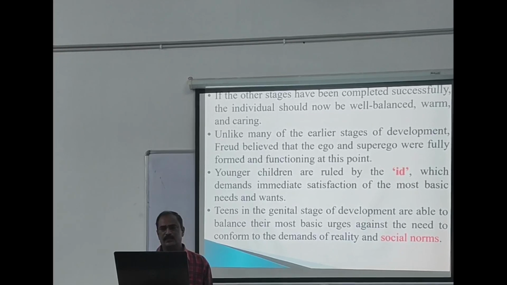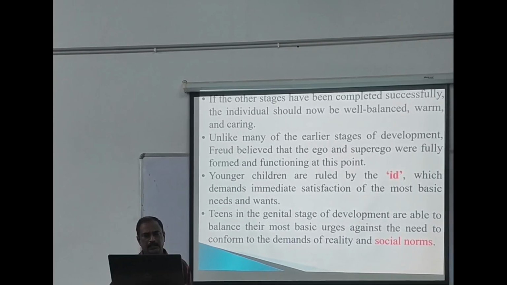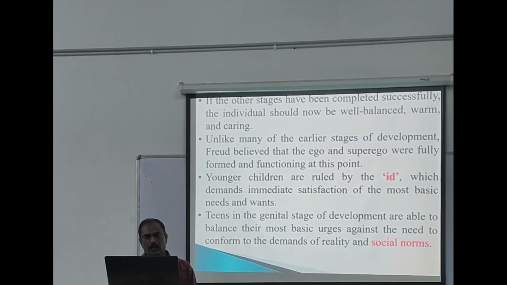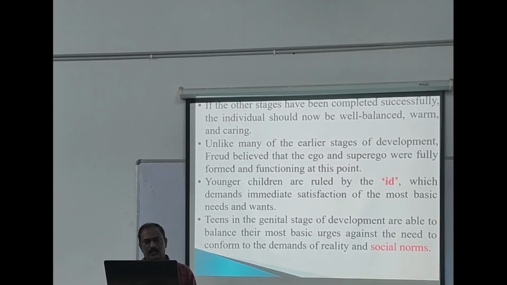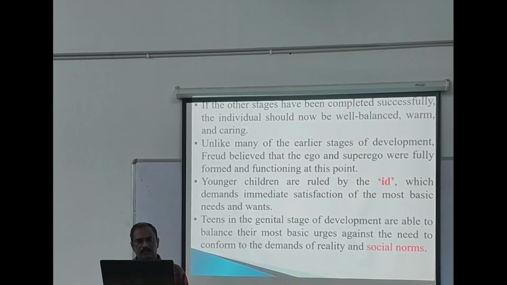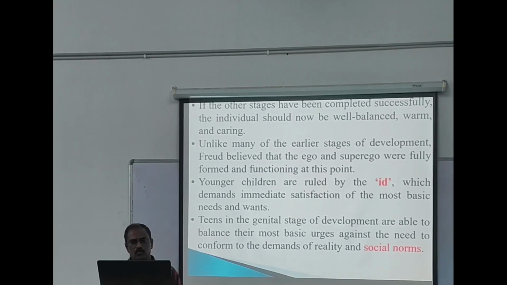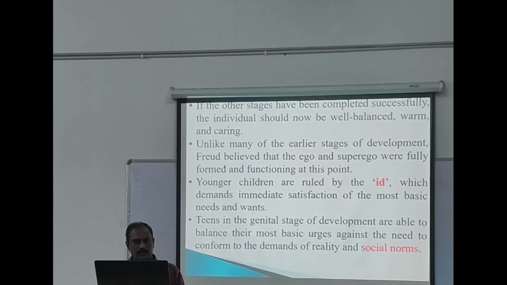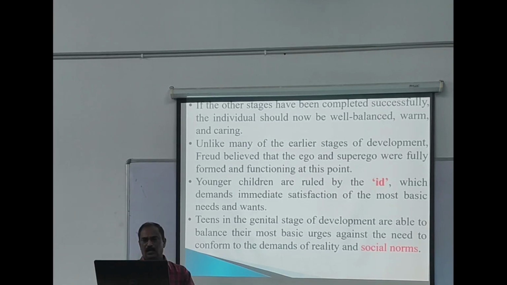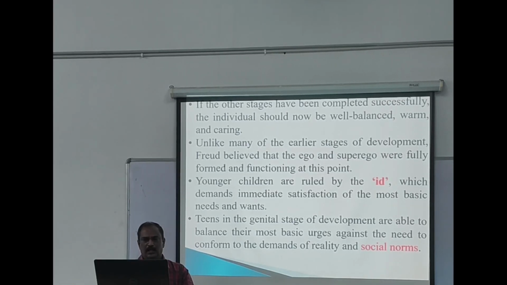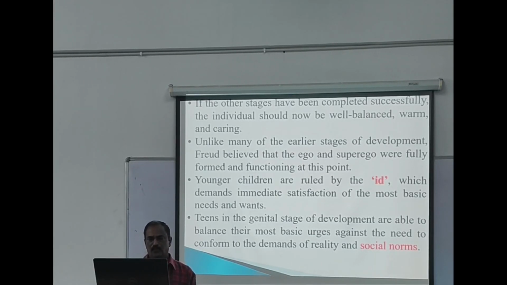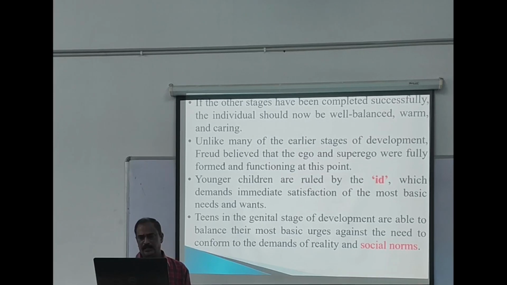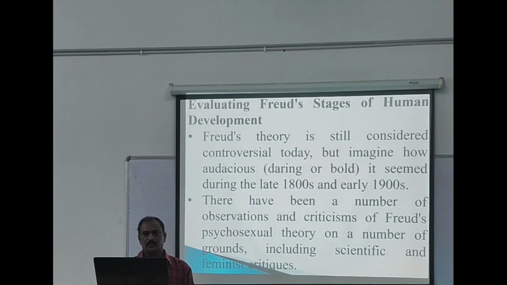Unlike many of the earlier stages of development, Freud believed that the ego and superego were fully formed and functioning at this point. Younger children are ruled by the id, which demands immediate satisfaction of the most basic needs and wants. Teens in the genital stage of development are able to balance their basic urges against the need to conform to the demands of reality and social norms.